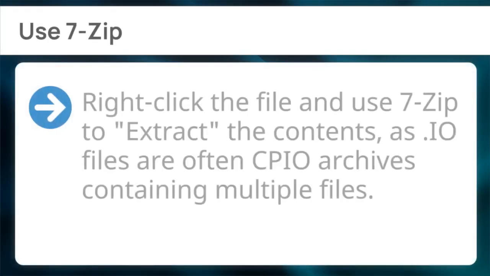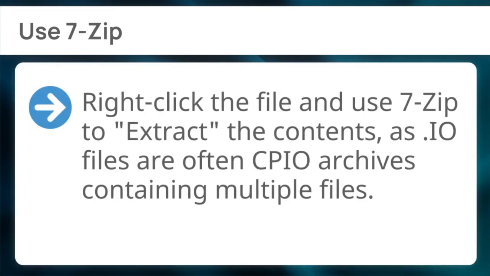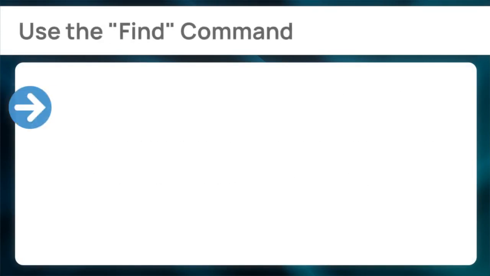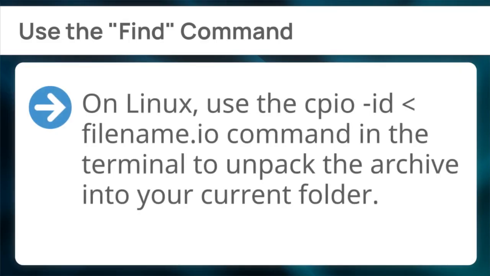First, use 7-zip. Right-click the file and use 7-zip to extract the contents, as .io files are often CPIO archives containing multiple files. Next, use the find command. On Linux, use the cpio -id < filename.io command in the terminal to unpack the archive into your current folder.